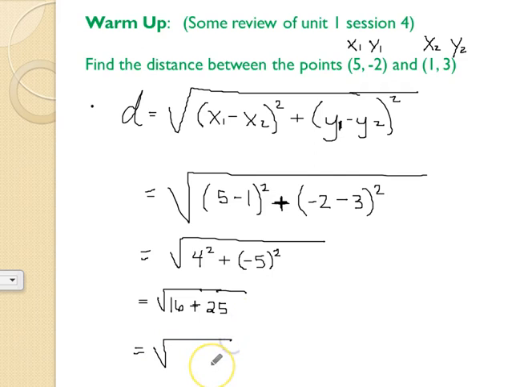We're going to add that together. 16 plus 25, which is 41. So the square root of 41. And I'm looking to see if I can simplify the square root of 41. There are no perfect squares that are factors of 41, so I'm going to leave that as the square root of 41 to be my most exact answer.